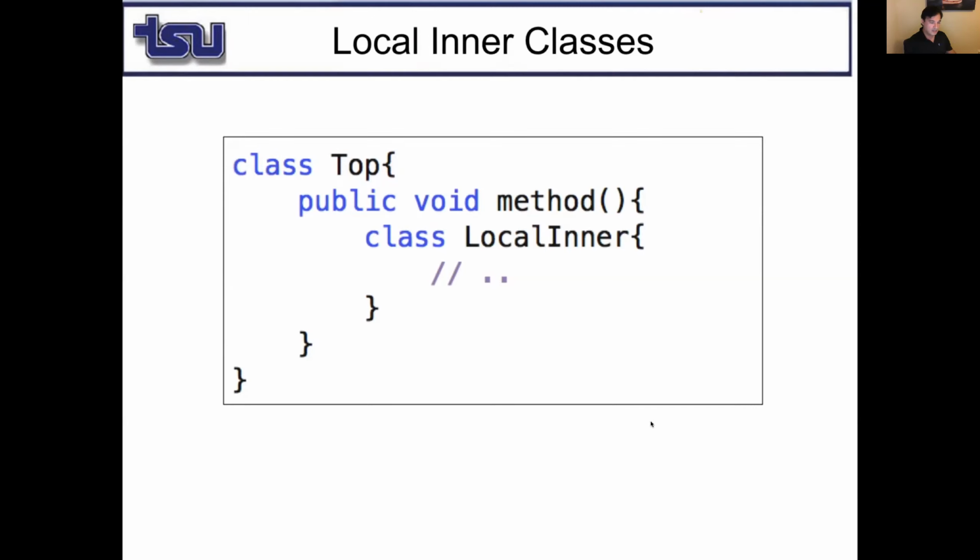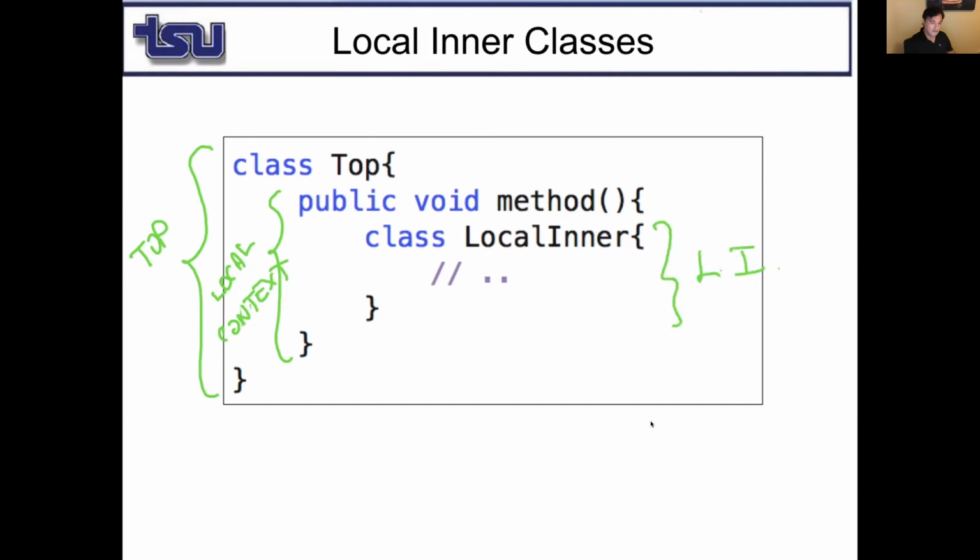I have a top level class, I have a local context, and I define my local inner class. So this is my top level class, and this is my local context. It can be a constructor, it may be something else, and this is my local inner class. Okay.